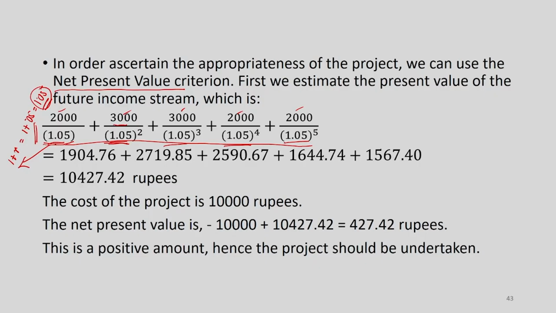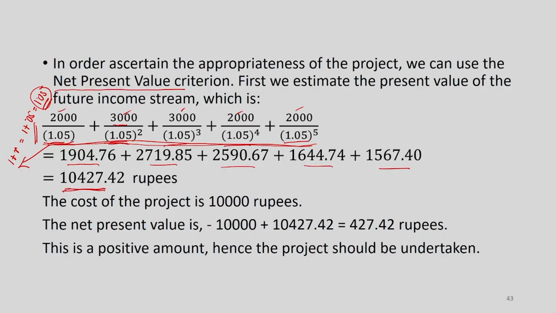So after we have figured out this present value, the next step is just to laboriously calculate these numbers, right? So I have found out these numbers. These are, mind you, approximate values. I have approximated them up to the second decimal place, and then I have added them up, and the summation is coming out to be 10,427 rupees 42 paise.